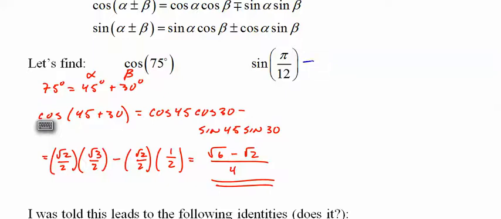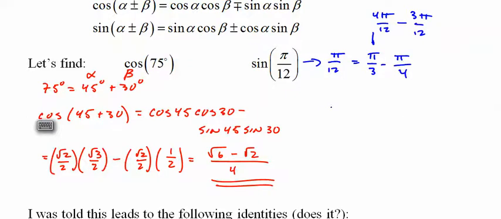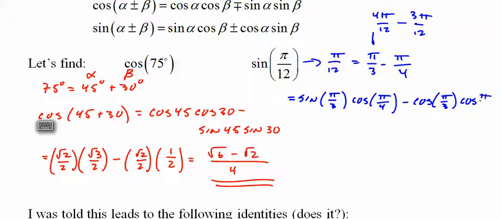Now, pi over 12, a little trickier here. How did I know that pi over 3 minus pi over 4 off the top of my head? Well, I practiced. This is 4 pi over 12, and this is 3 pi over 12. Subtract them, and hey, I'm there. So, sine of pi over 3, cosine of pi over 4. We're subtracting, keep it the same. Cosine of pi over 3, sine of pi over 4.